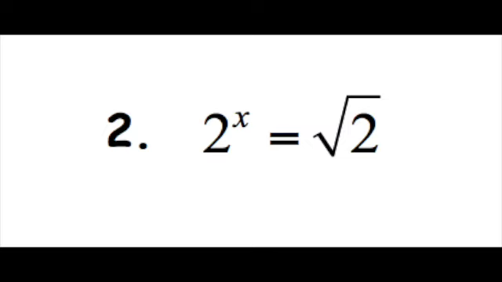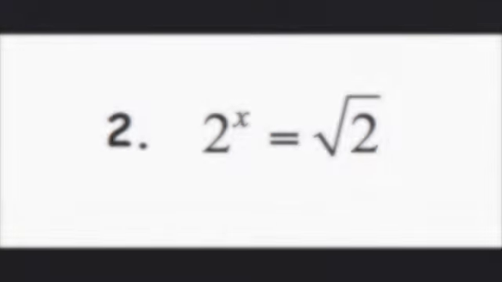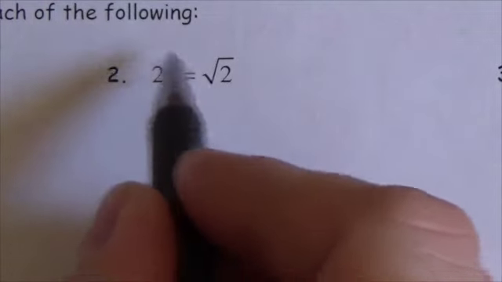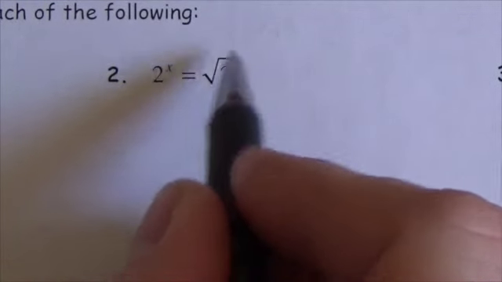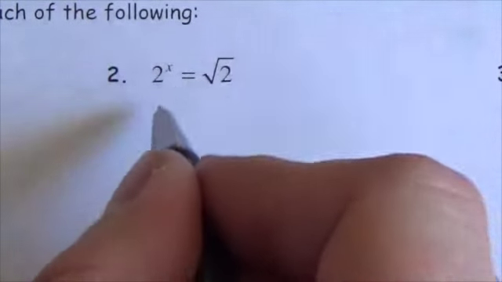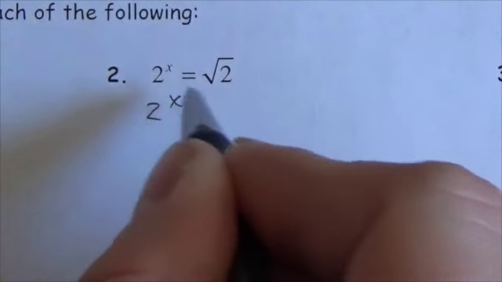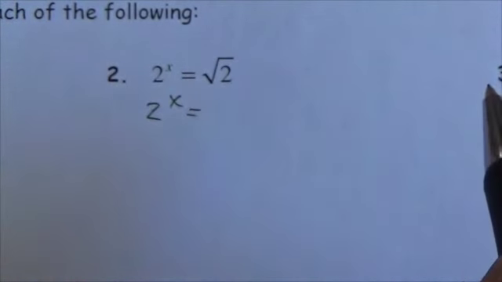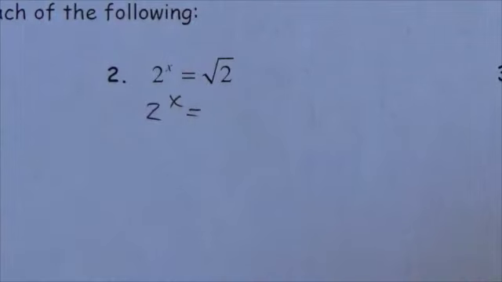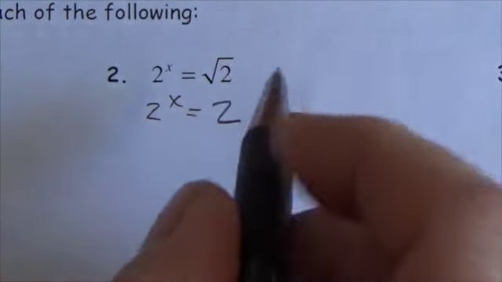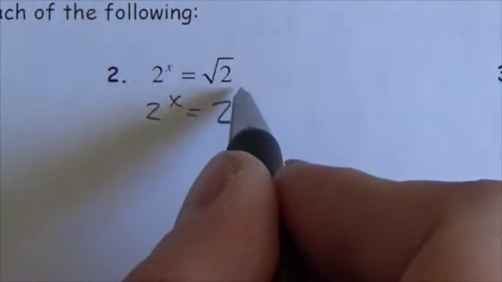2 to the x is equal to root 2. In this question, again, I've got a very clear power with a simple base equal to another term. What I have to do is rewrite this as a power of 2, so I can see that the bases are going to be 2. All I have to remember is what that radical means as an exponent. This is one of the rules we looked at in the previous lesson. This will become 2 to the 1/2. That's what we mean by the square root.